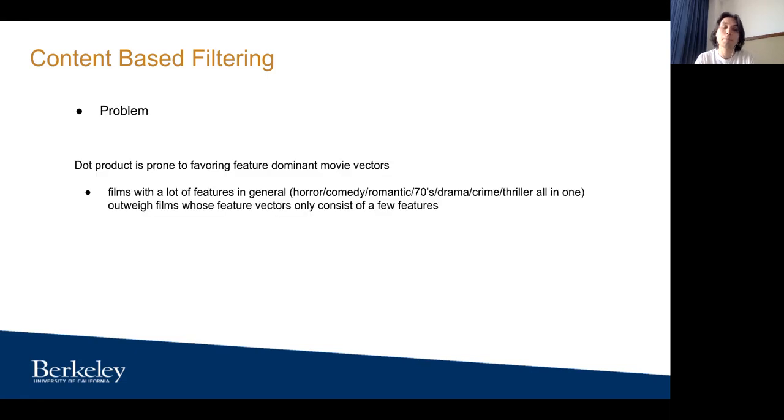Okay, the problem with the dot product is that it is prone to favoring feature-dominant movie vectors. So films that just have lots of different genres or tags associated with them. A film that has aspects of being a horror and a drama and a comedy, as opposed to films that are very strict and specific. This is just a family comedy, and that's it. The films that are combinations of so many different genres will outweigh films whose feature vectors only consist of a few features. And that's an issue because then you get the same recommendations for every single film.